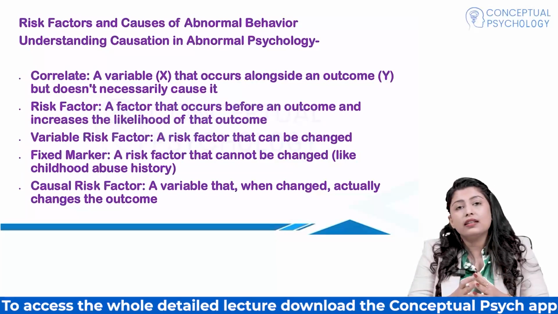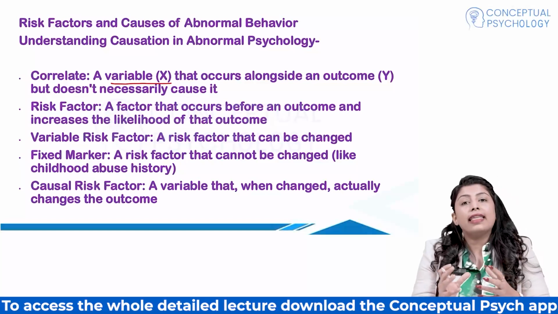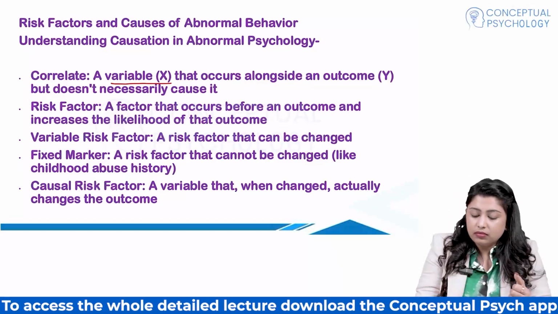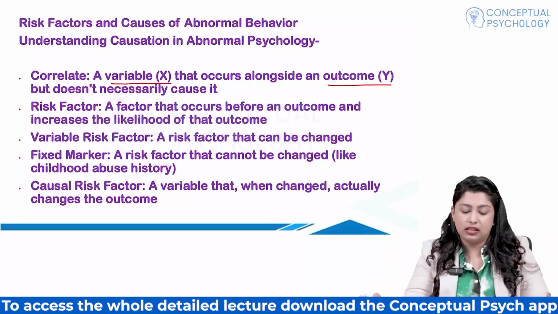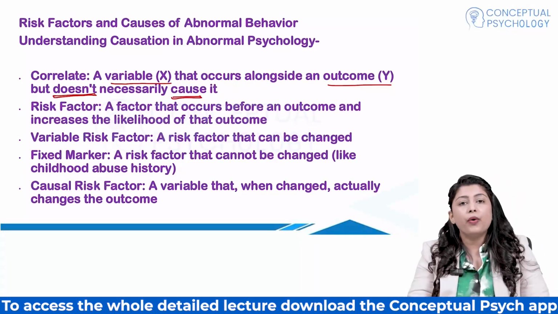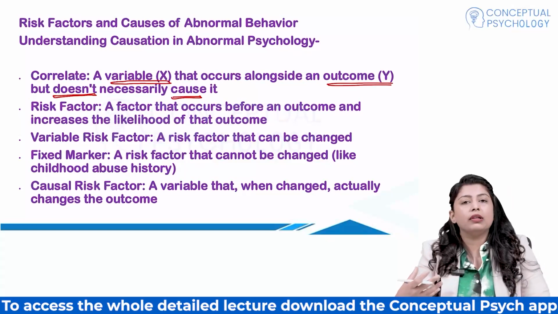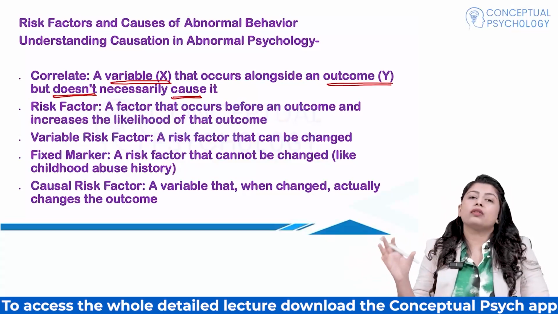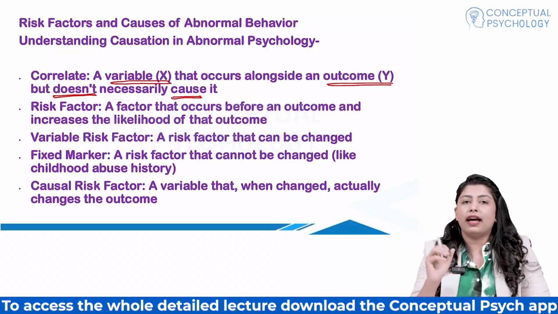A correlate is a variable, let's just say variable X, that occurs alongside an outcome, which is Y, but it doesn't necessarily cause it. So here we are not talking about causation. Okay, so now that we have studied that a correlate is a variable, probably X, that occurs alongside an outcome Y, but there is no causation attached to it.